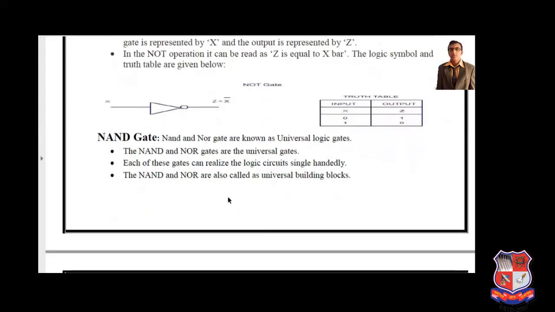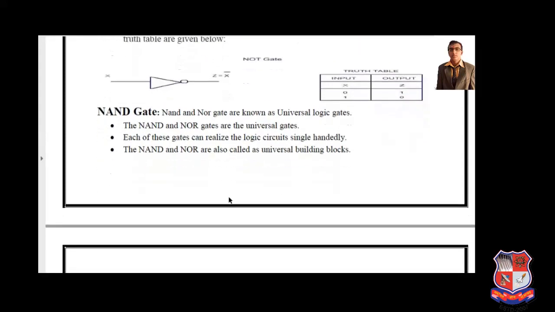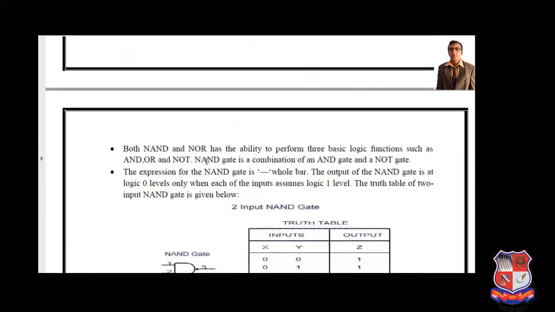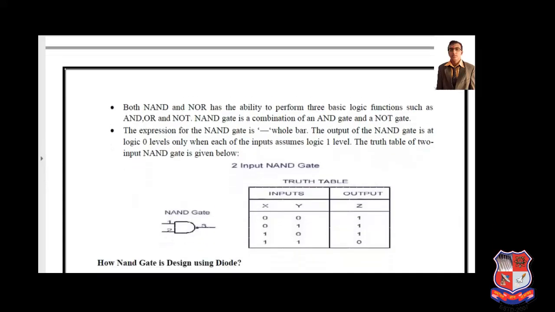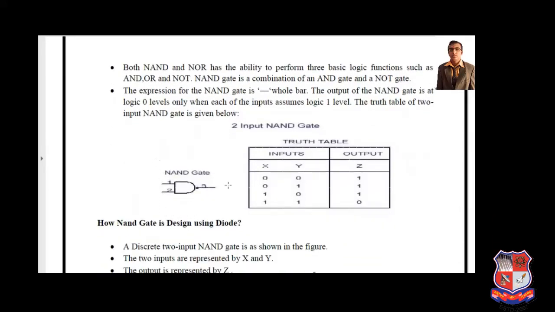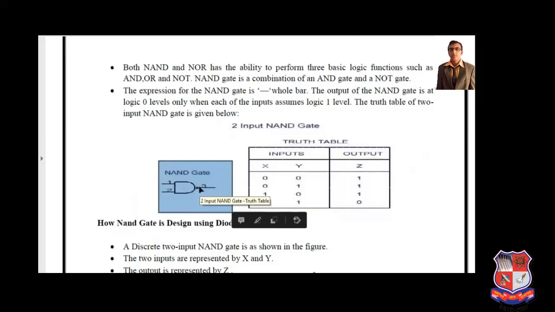Each of these gates can realize any logic gate single-handedly. They are also universal building blocks. Both NAND and NOR have the ability to perform the three logic functions already discussed on the whiteboard. See, this is the symbol of the NAND gate. If you apply 0, 0, the AND gate output is 0, but with NOT, 0, 0 gives output 1. 0, 1 gives 1. 1, 0 gives 1. 1, 1 gives 0.